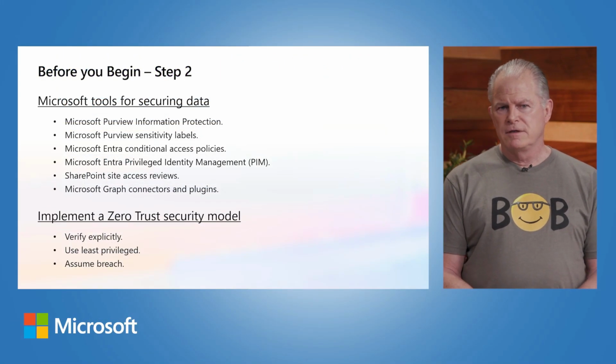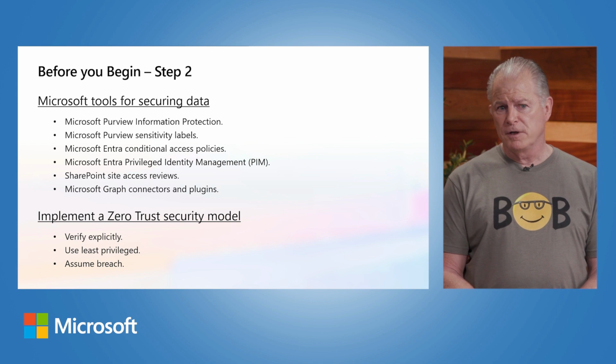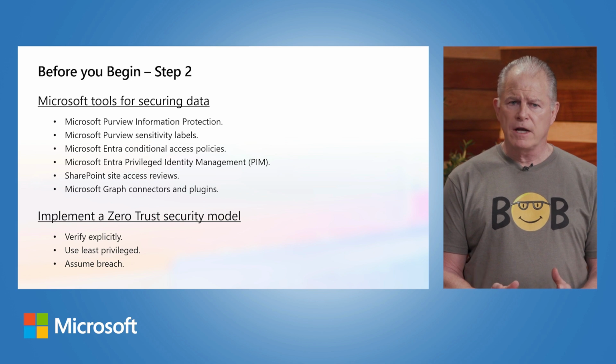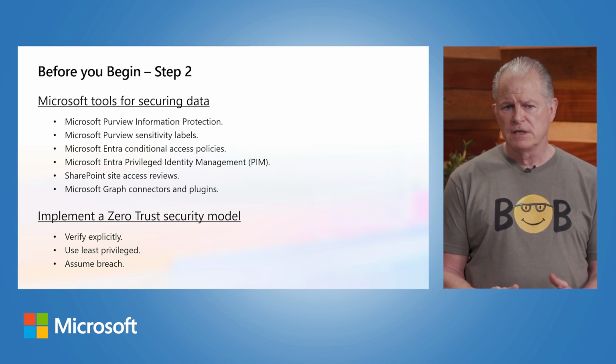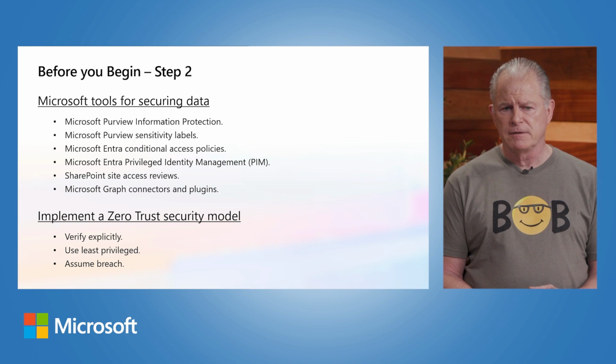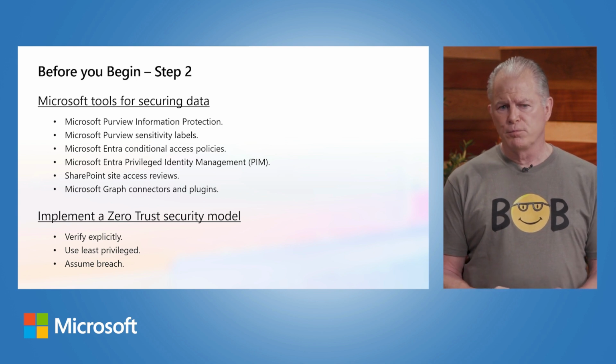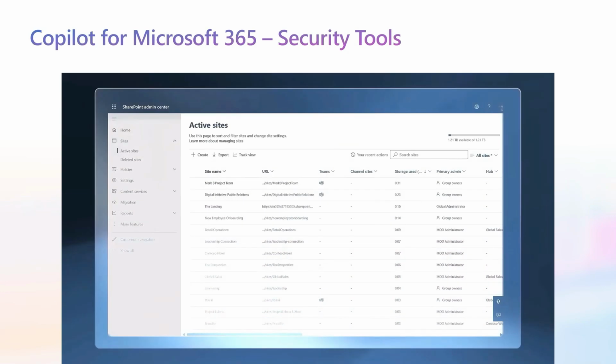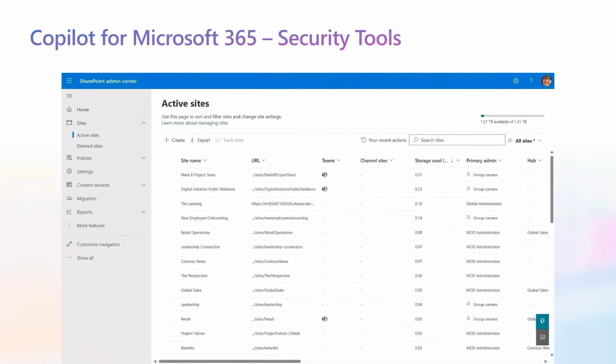Taking a pause to look at some of the secure components that you could build before you start your Copilot for Microsoft 365 journey, we have a wide variety of tools that we'll be covering in other recordings that talk about information protection, sensitivity labels, things like conditional access, and privileged identity management. We also cover the Zero Trust security model. This is well adopted and documented by Microsoft, where you verify explicitly, you use least privilege, and you assume breach.